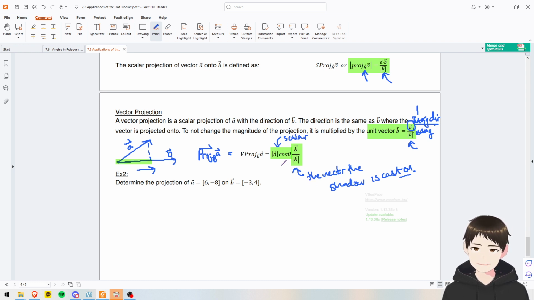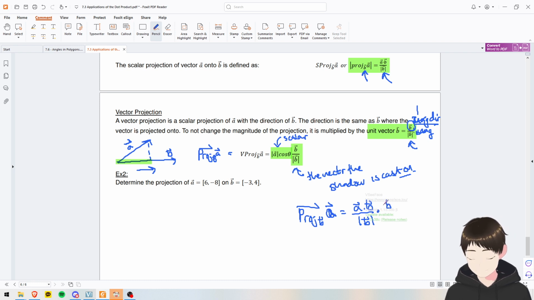And that's it. So it's also interesting, remember, by definition, the scalar projection was A dot B over the magnitude of B. So that means the vector projection of A on vector B is equal to the scalar projection of A onto B multiplied by this as my direction. Okay, so this is not dot product, it's not cross product.